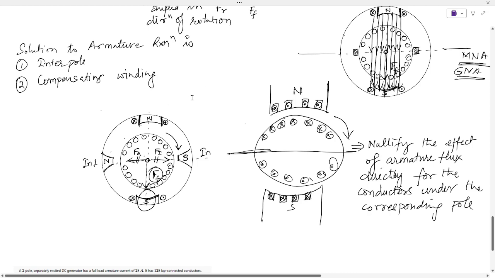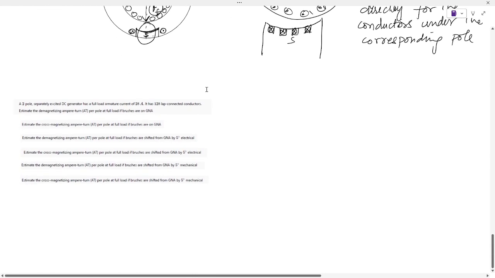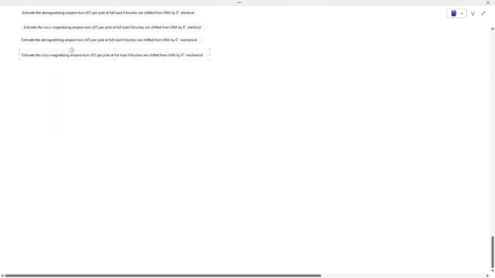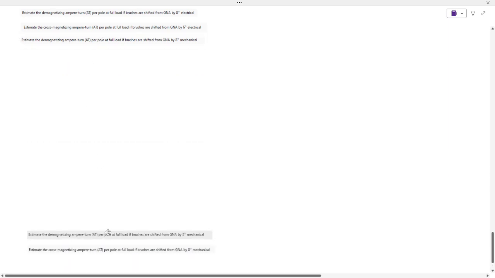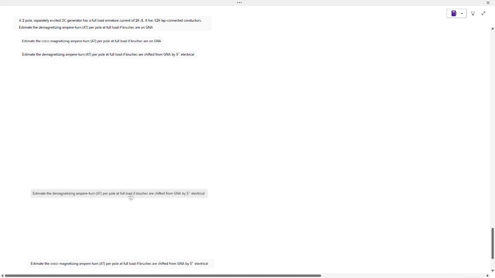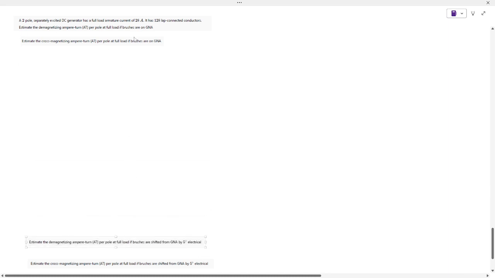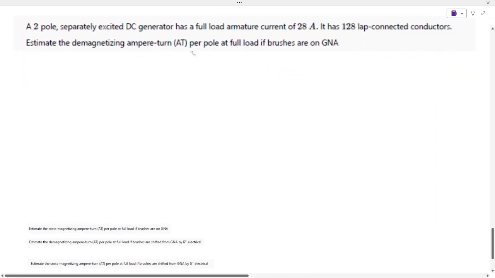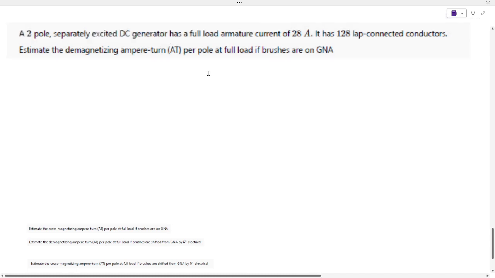Okay, so we'll try to understand by this question. By this question you will have some clarity. Have you already solved this question? No, sir. Brush shift. It was not visible properly, sir. Okay, it is small font. Yes, I'll fix it right now. Visible now? Yes, sir. Okay.